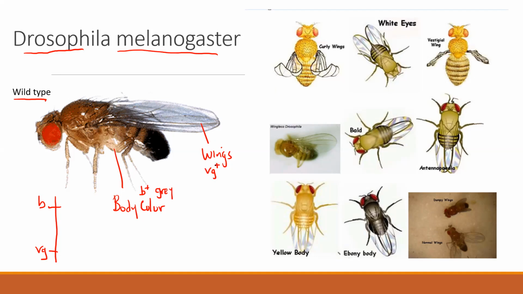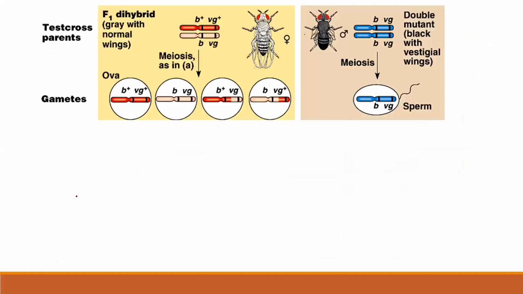So it's going to be different. The wild type is plus plus. If you've got ebony body, though, or black body, it's going to be b. And if you've got vestigial wings, we write that as vg. Again, wings and body color are on the same chromosome. So let's do a cross here.